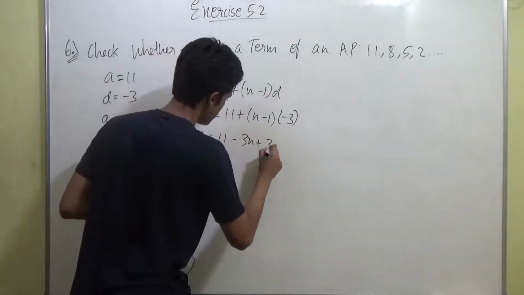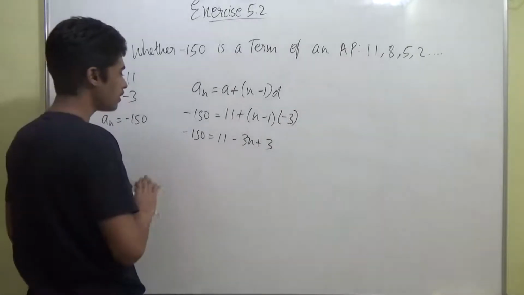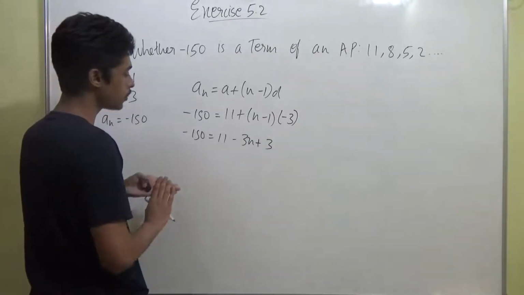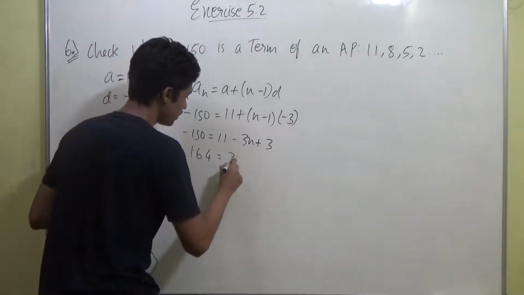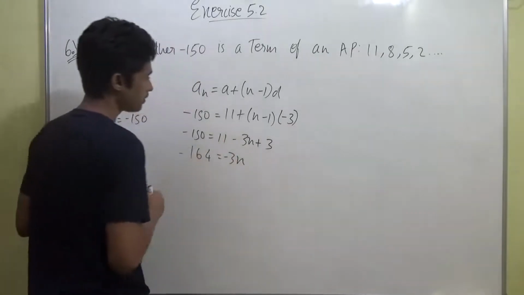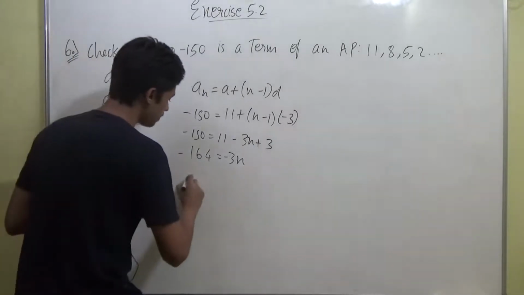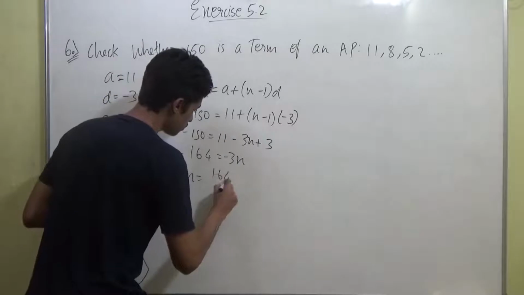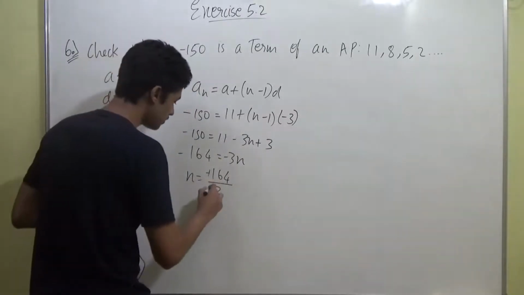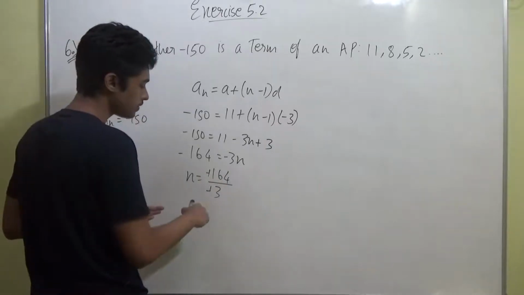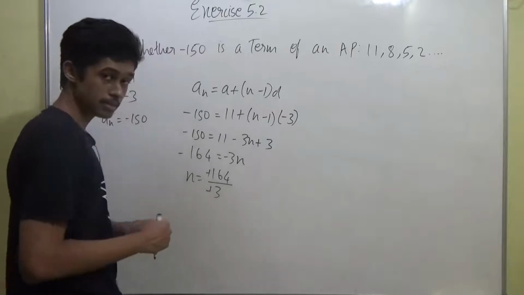Minus 3n plus 3, right? So this becomes 11 plus 3, which is 14. When I bring 14 to LHS, it will become minus 14. Minus 14 minus 150 will become minus 164 equals minus 3n, right? Yeah guys, so now n will become equal to 164 by 3. So minus and minus will get cancelled, and if you try to divide this, it won't be divisible. Getting it, guys?